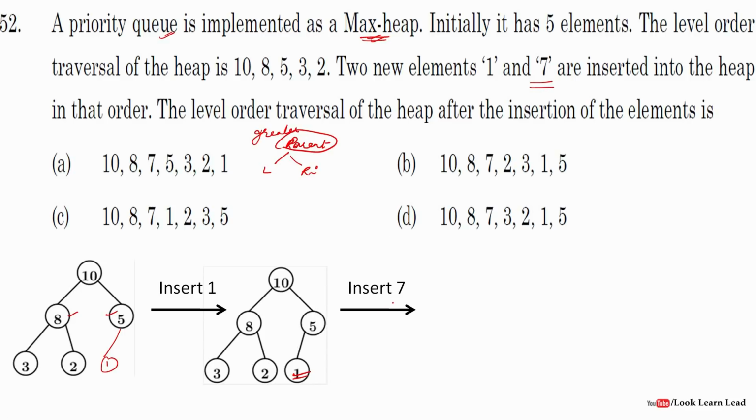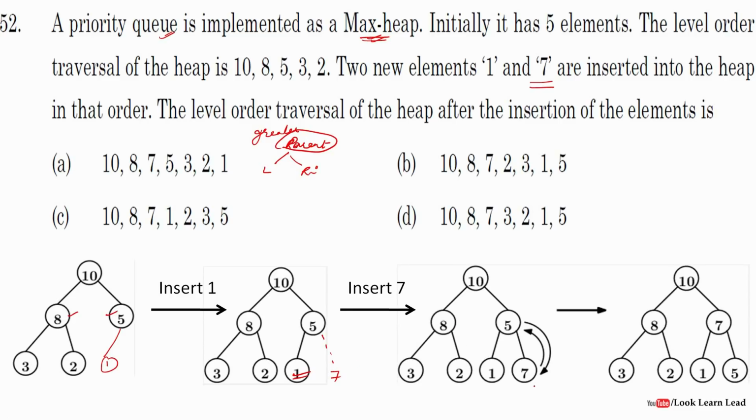When we insert 7, we would be inserting 7 over here. Again we would be checking the property of the heap. 8 is greater than 3 and 2. There is no problem, property maintained. 5 is greater than 1 but it is less than 7. Here we have to maintain the heap property, so what we would be doing is swapping 5 and 7.